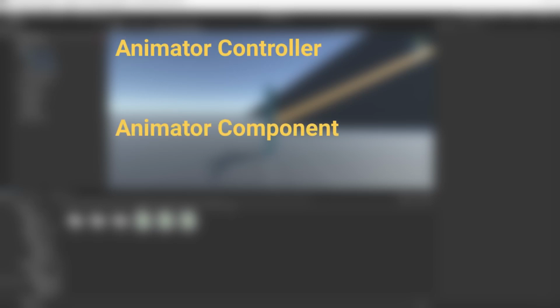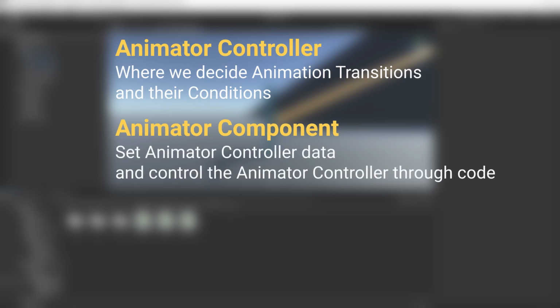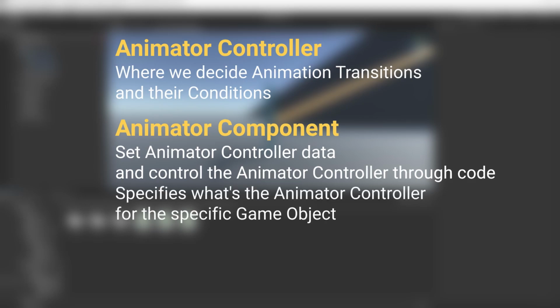In Unity, to control our animations, we need to create an Animator Controller and also add an Animator component to an object. The Animator Controller allows us to add transitions between multiple animations as well as set the conditions for those transitions. The Animator component allows us to set the necessary data for those conditions through code, or even play or stop a specific animation. In other words, it allows us to control the Animator Controller through code, among other things. It's also the component that allows us to specify what's the Animator Controller of a specific game object.